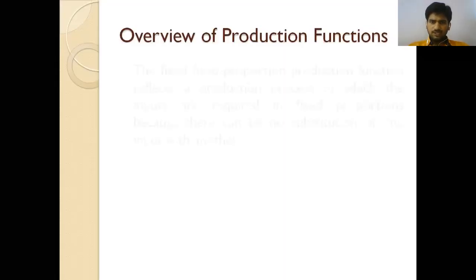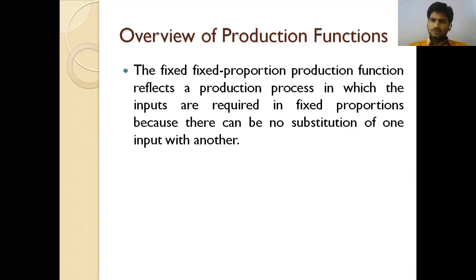Then what about the fixed proportion? What is the fixed proportion? It reflects the production process in which the inputs are required in a fixed proportion, because there is no substitution of one input with another. We are not going to substitute anything. So in this, a particular person can do with a particular capital and particular labor. They are fixed for a particular work.